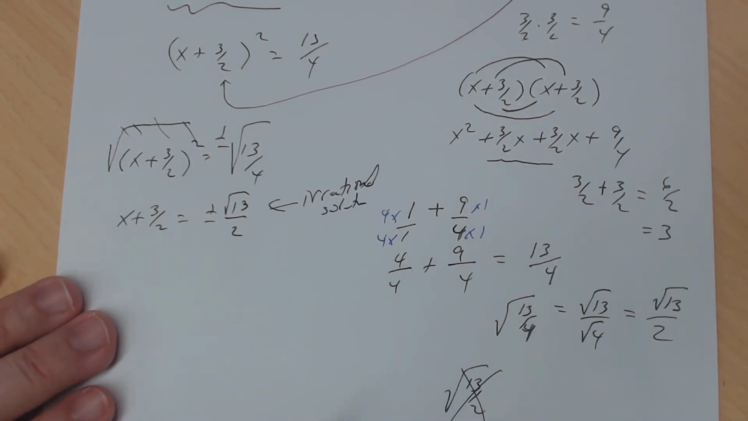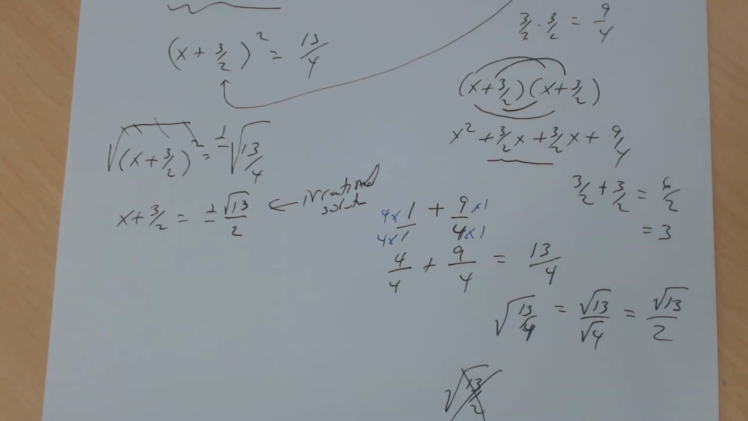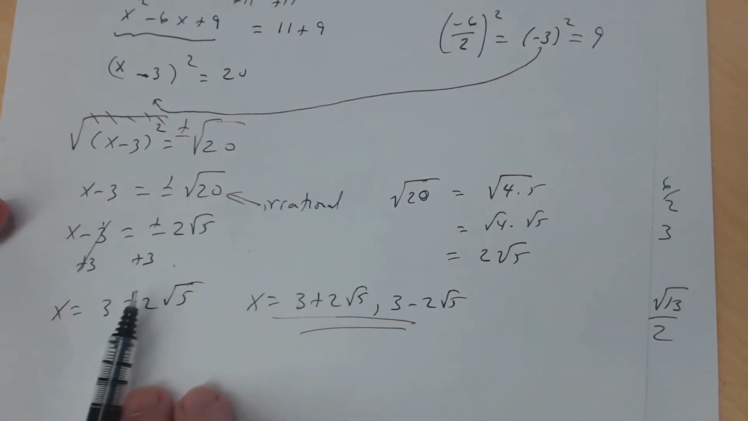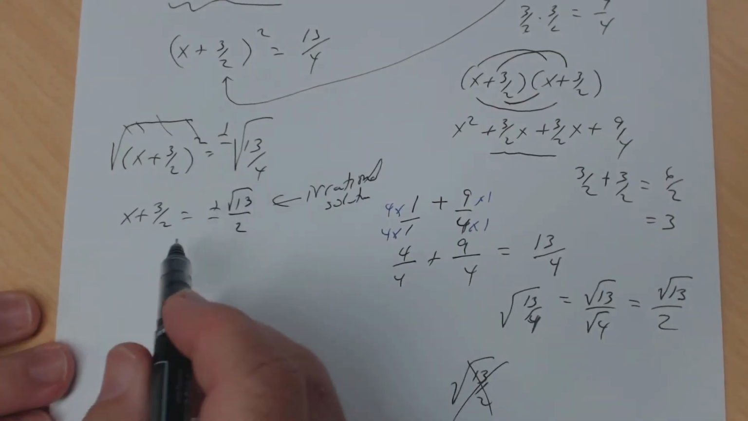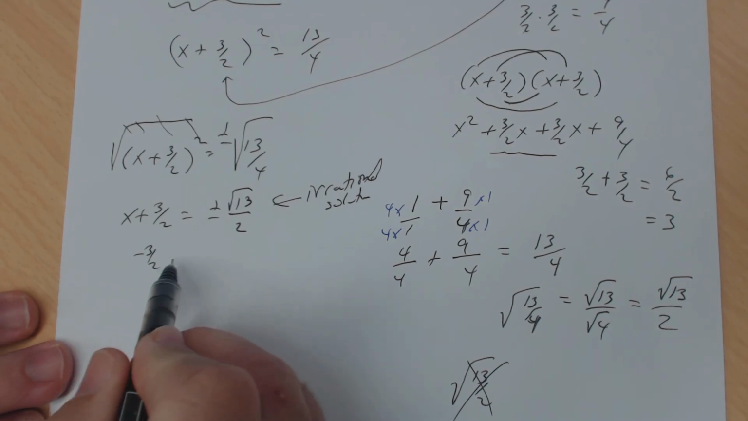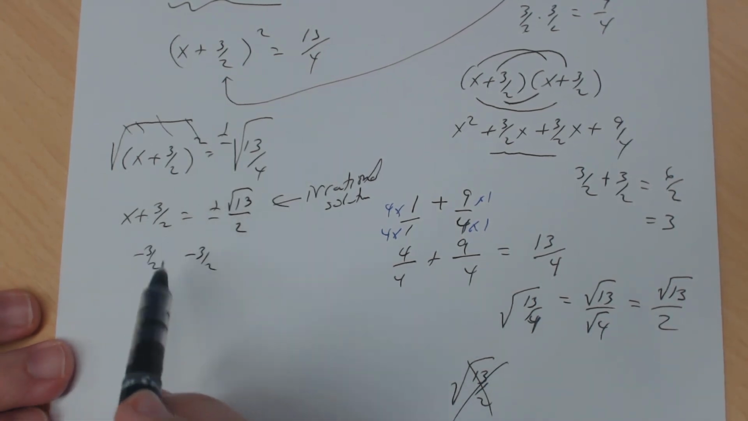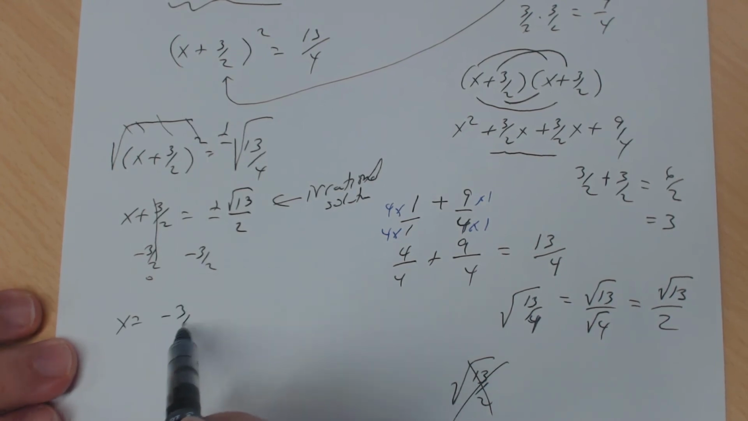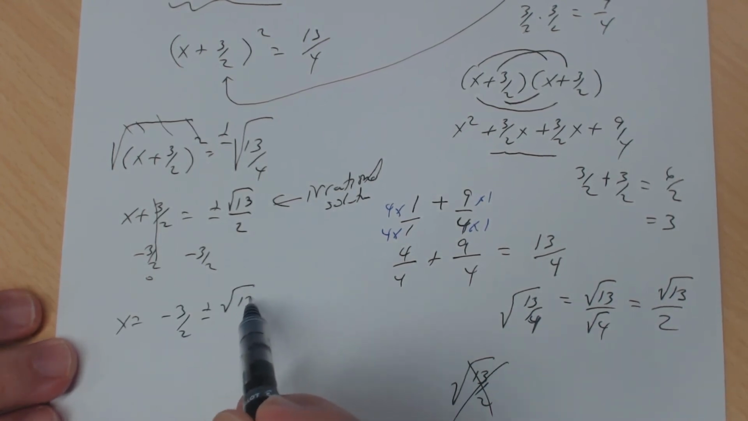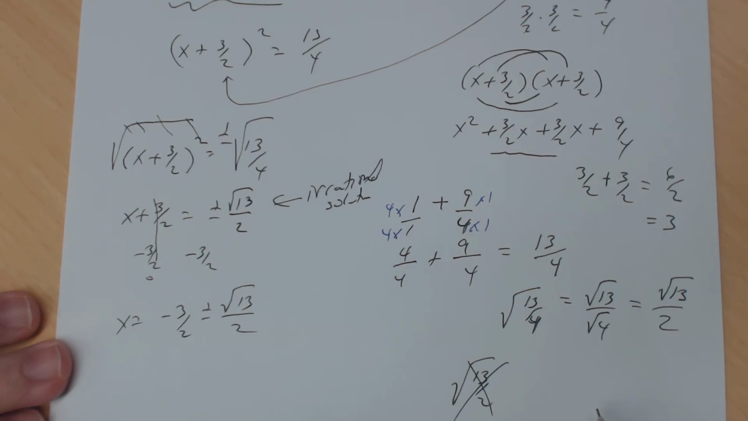Since these are irrational solutions, just like you did in a previous problem, you just wrote it in compact form. So you wrote it as plus or minus. So basically what that means is that you're going to subtract 3 halves on both sides. Combine like terms, you get x equal negative 3 halves plus or minus square root of 13 divided by 2. And there's your answer.